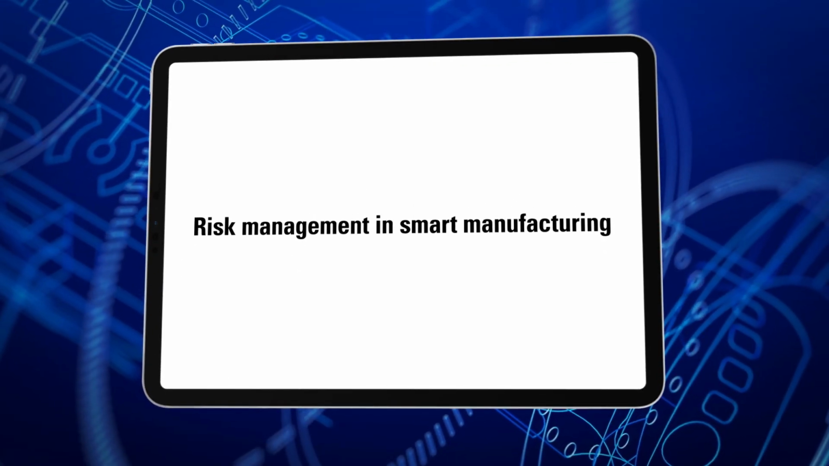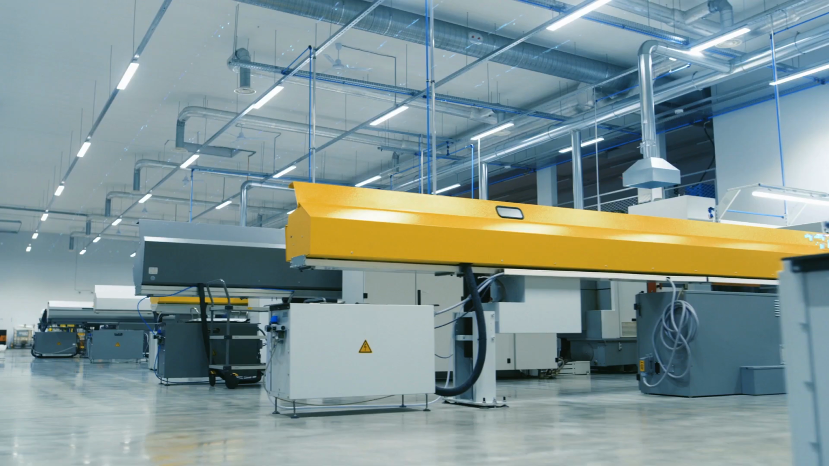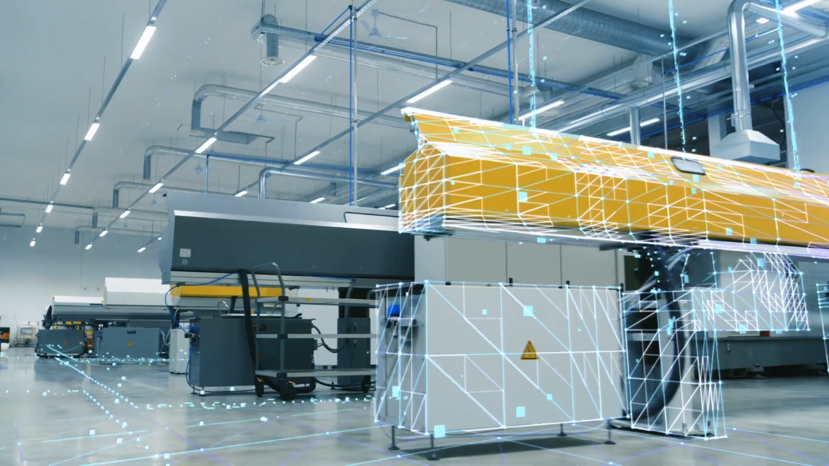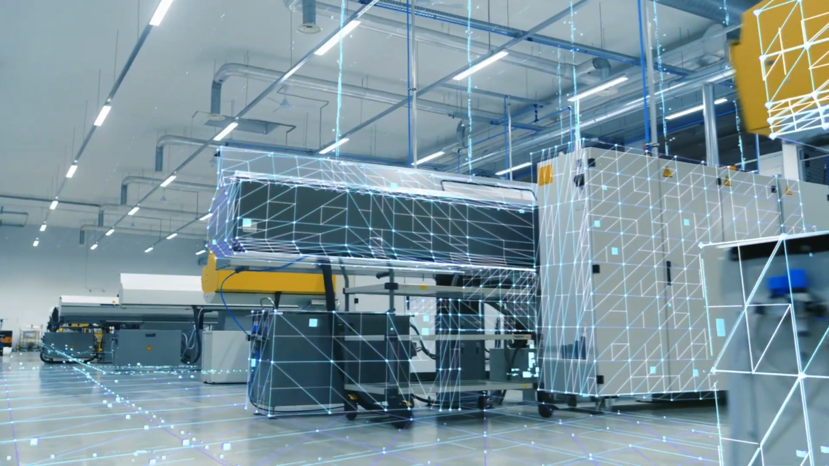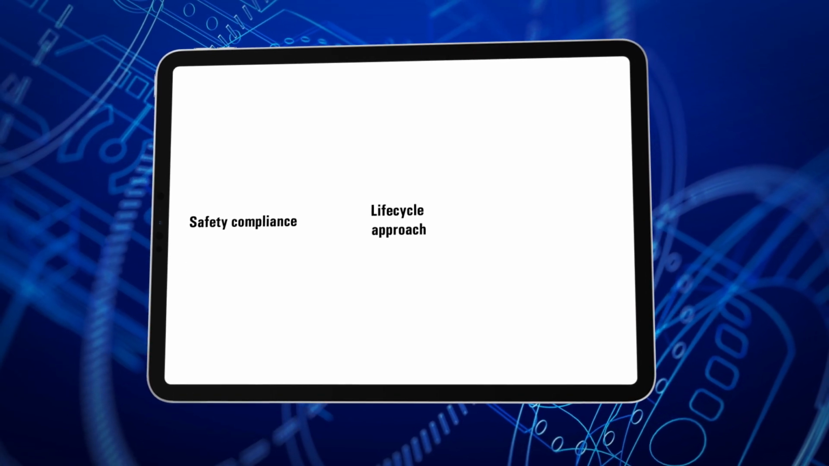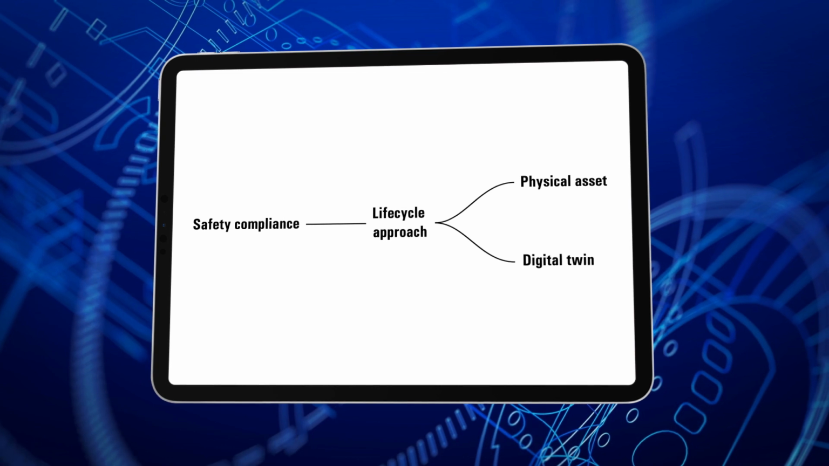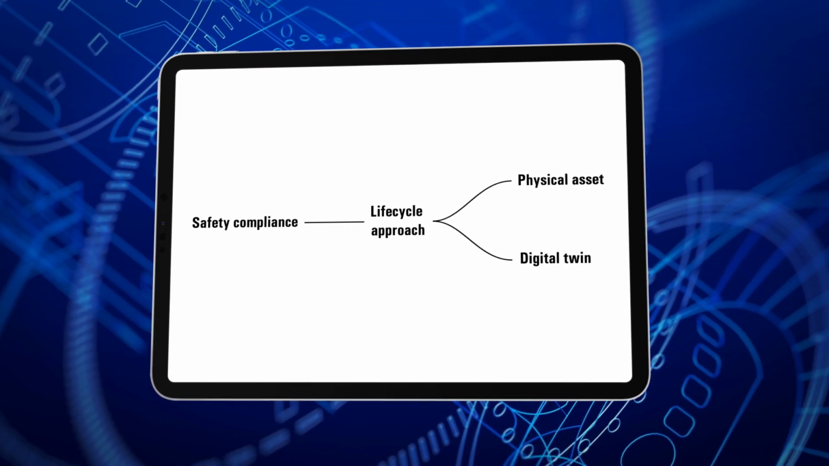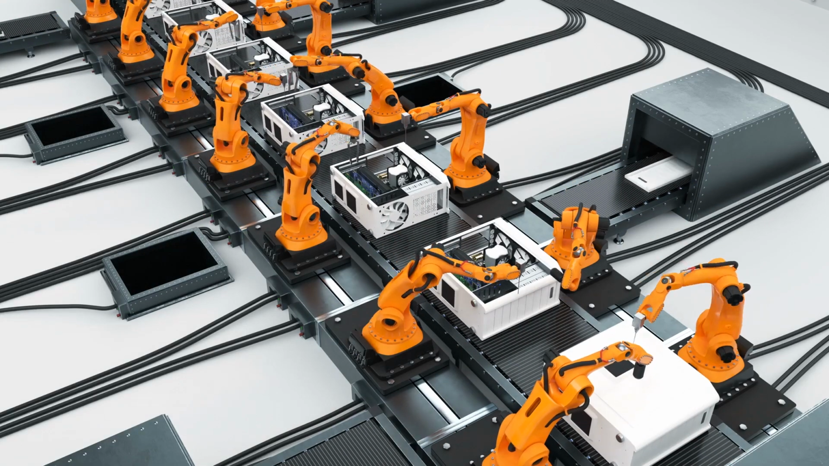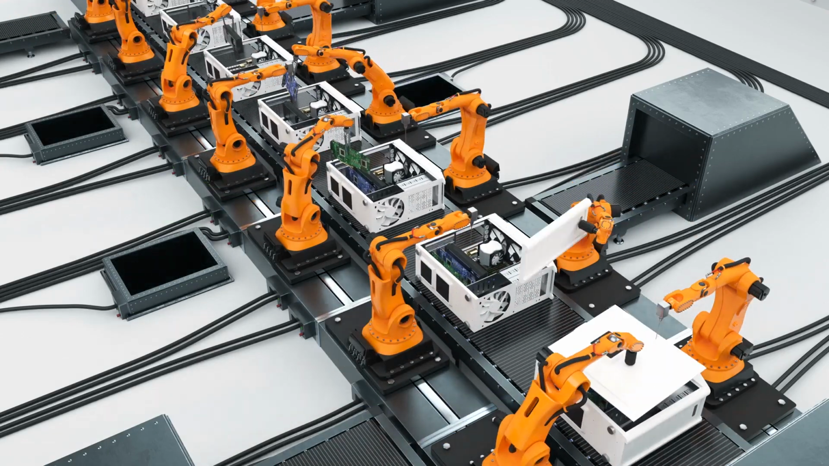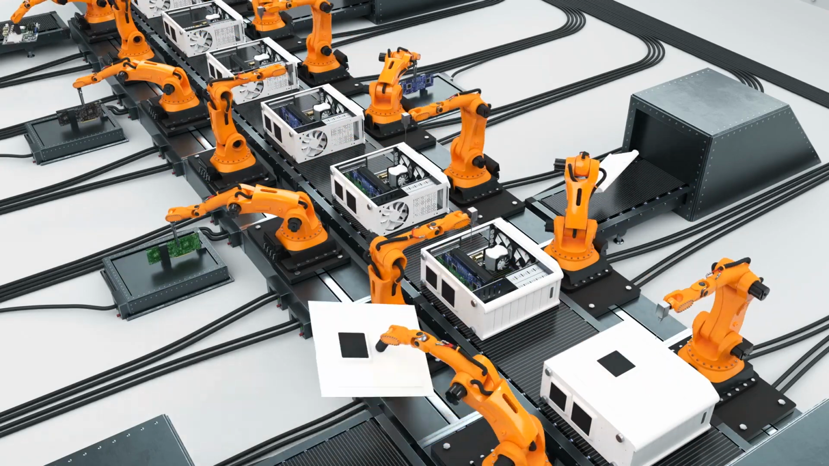Smart manufacturing concepts are fundamentally reshaping the risk landscape of industrial production. Going forward, safety compliance will require a machine life cycle approach, which includes both the physical asset and its digital twin. mCom One supports safety conformance for adaptive configurations and is thereby paving the way for effective hazard management in the world of IoT.